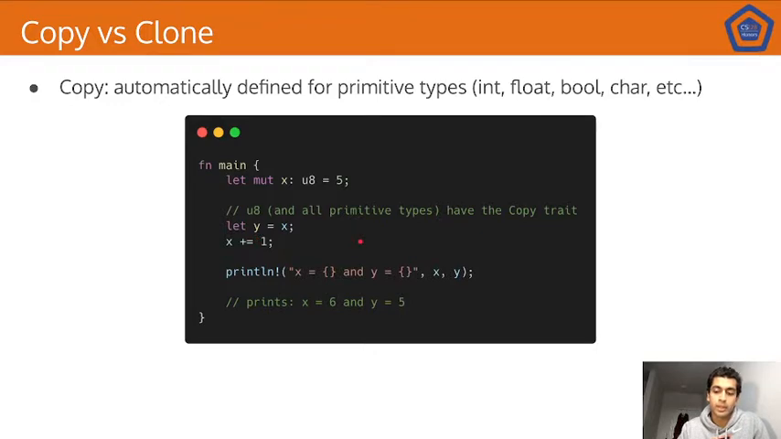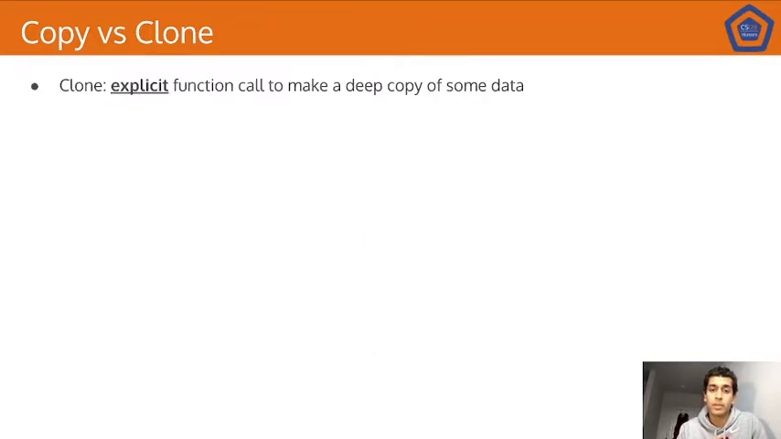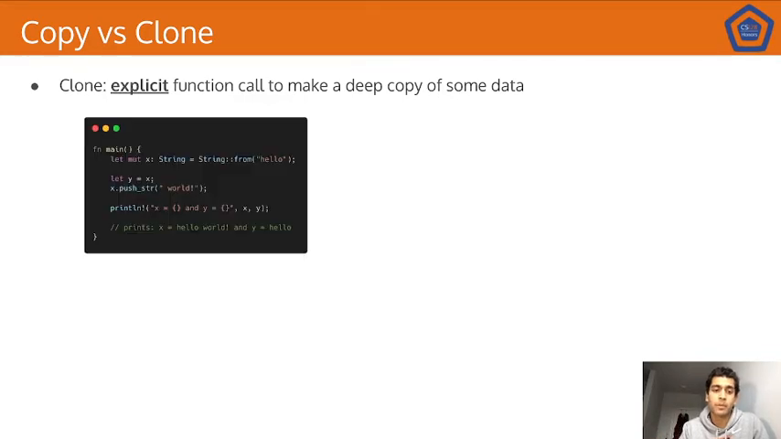Let's get more into clone. Once again, clone is an explicit function call to make some deep copy of some data. So what does this mean? When we try to move ownership of a string, we have a string hello, x owns that piece of data, and then we move ownership of x into y. At this point, x is no longer valid. We can no longer use x, we can no longer modify x, because y has ownership of the data. So this will not compile.